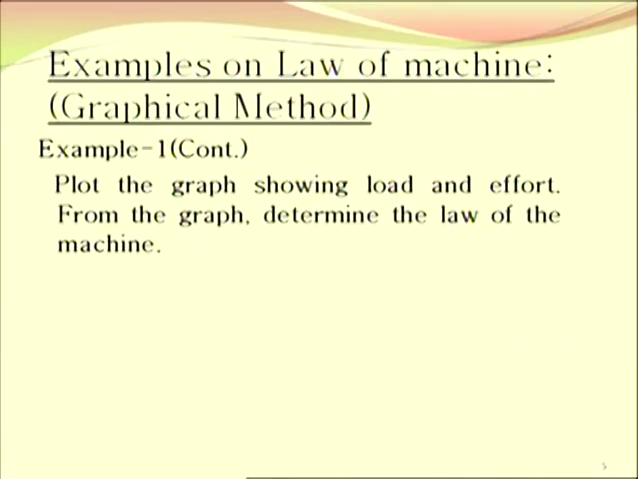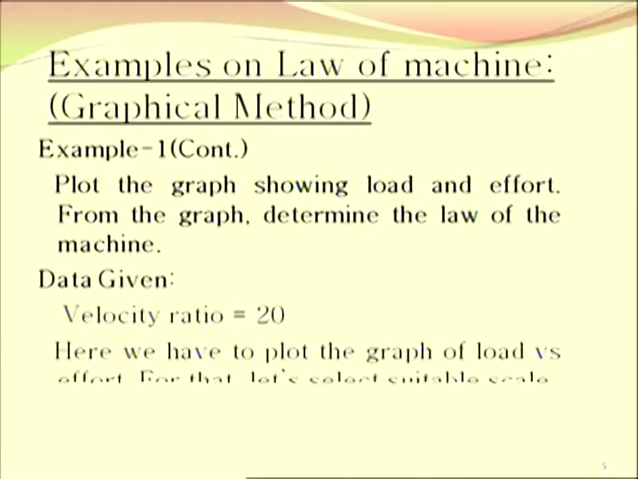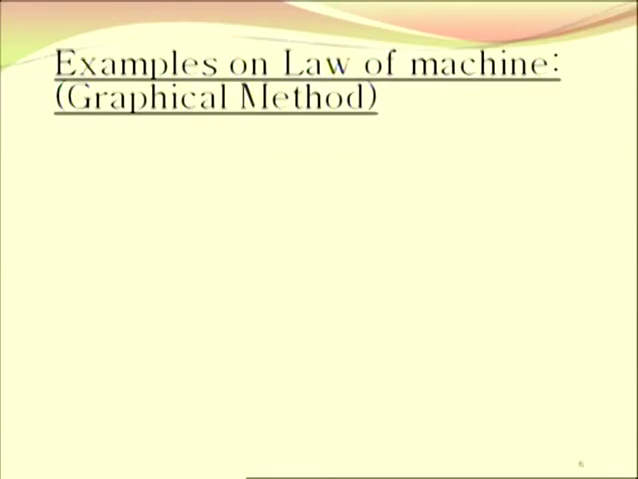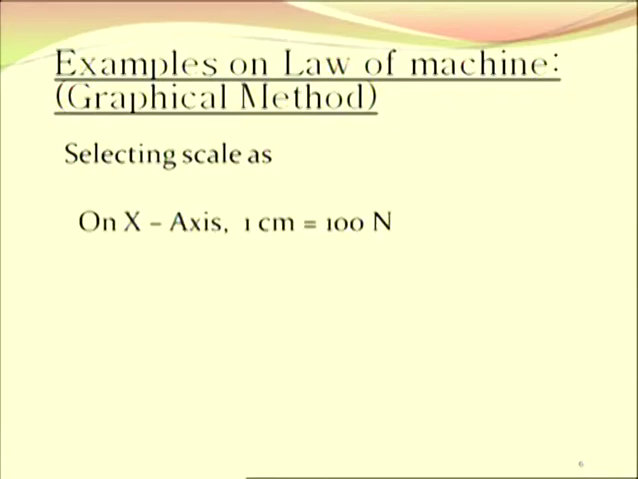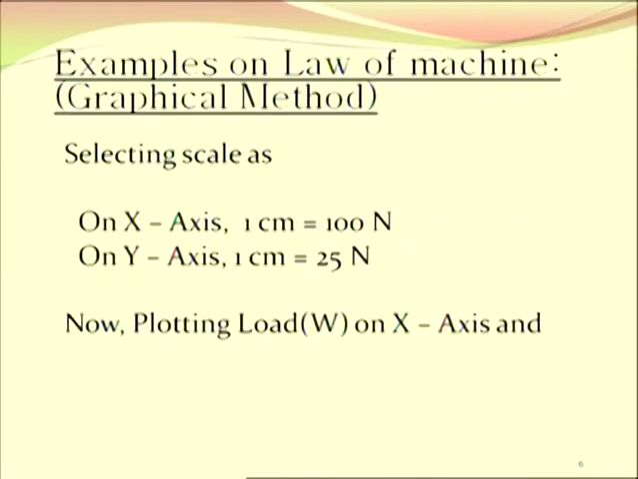We have to plot the graph of load and effort, and from the graph we can determine the law of machine. Here data given, that is velocity ratio, is equal to 20. Here we have to plot the graph of load versus effort. For that, let's select a suitable scale. Here I have selected the scale as on x-axis 1 cm is equal to 100 Newton and on y-axis 1 cm is equal to 25 Newton. Now plotting load on x-axis and effort on y-axis.